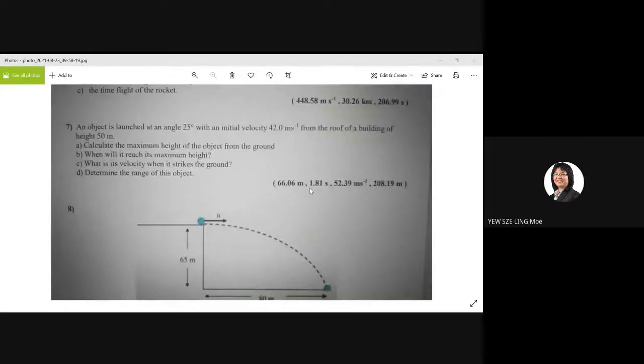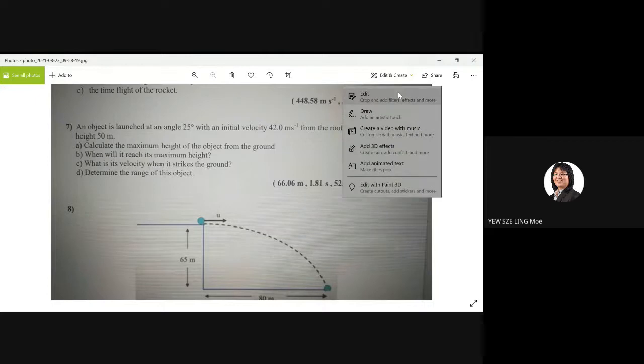Now when it comes to these questions, how are you going to do it? An object is launched at an angle of 25 degrees at an initial velocity of 42 meters per second from the roof of a building at a height of 50 meters. Determine the range. The diagram is similar to the diagram in question 8, just that now you have something that is going up.